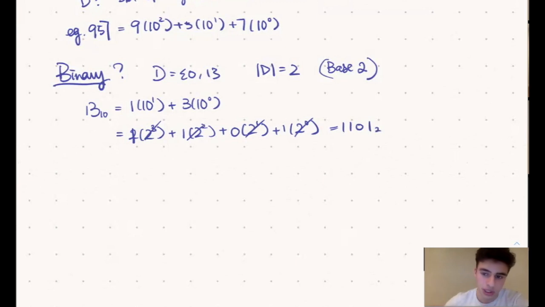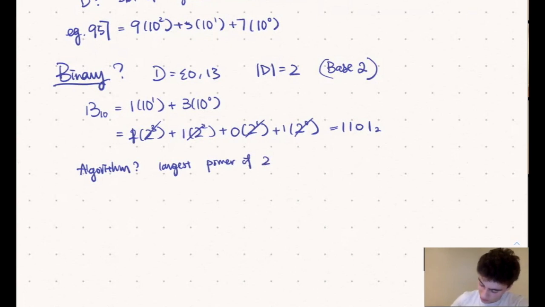You're probably wondering at this point, how do you actually find this binary expansion? We have an algorithm to find it, which works as follows. You look for the largest power of 2 that fits into your decimal number, and then you consider how many times that number can fit into your decimal number. This will be best explained by an example. Let's take the number 17 in decimal. We want to know what is the largest power of 2 that fits into 17, and that number is 2 to the power of 4. So we have 1 times 2 to the power of 4.